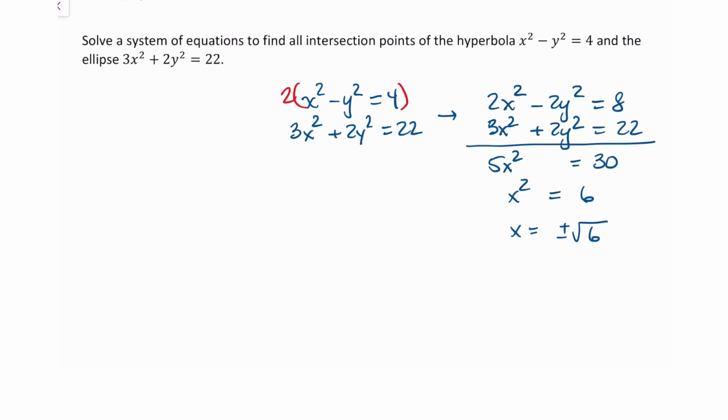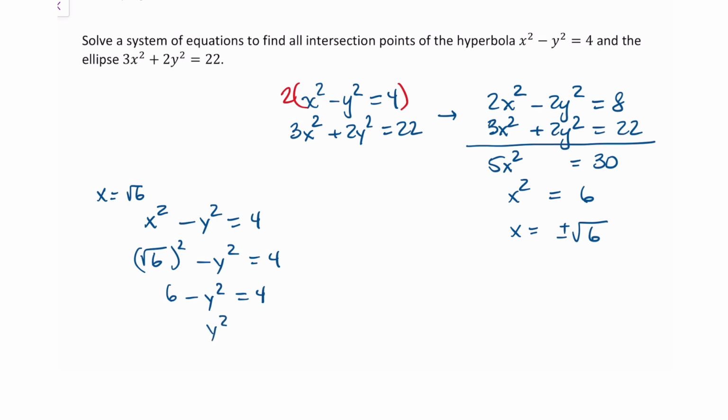So just as we're used to doing, we're going to plug each one in and see what the corresponding y coordinates are. So I'm going to choose x equals the square root of 6 first. I'm going to use the equation x squared minus y squared equals 4. So you have square root of 6 squared minus y squared equals 4. Square root of 6 squared is 6. And if we solve that for y squared, we get y squared equals 2. Which means y equals plus or minus the square root of 2.